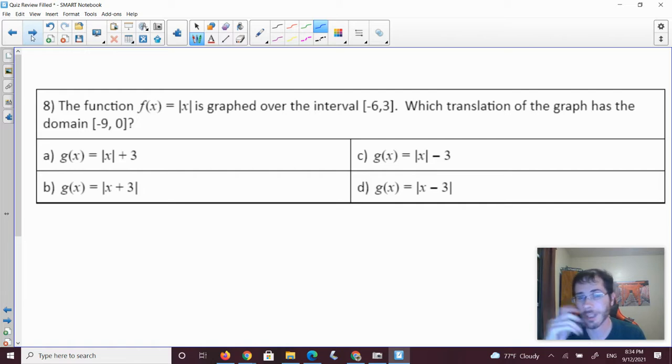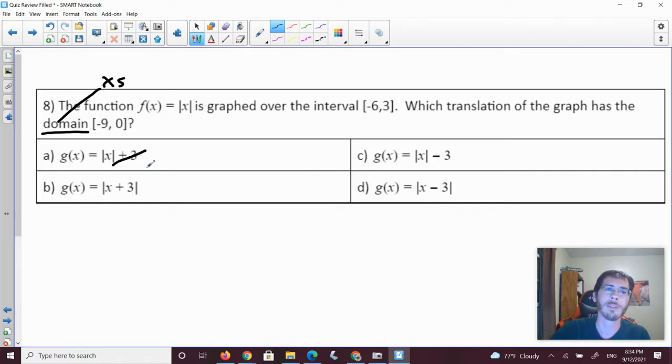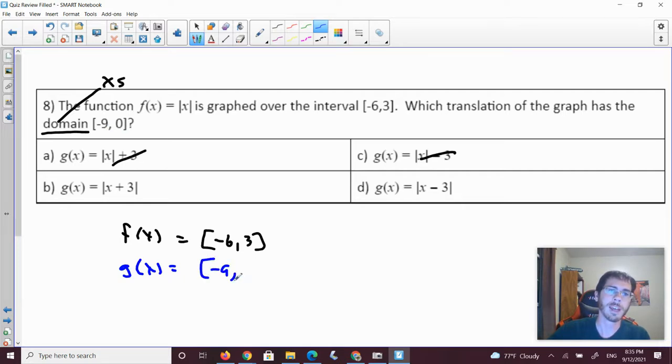Number 8, function f of x is absolute value of x is graphed over the interval -6 to 3. Which translation of the graph has the domain -9 to 0? So again, here we have domain, and we have to remember domain is the x values. So of my transforms, this is a y value, and that's a y value, so I'm going to get rid of those two right away. I know those are y values because they're outside the absolute value. So I have to recognize, okay, f of x is -6 to 3. G of x, my new function, is going to go from -9 to 0.